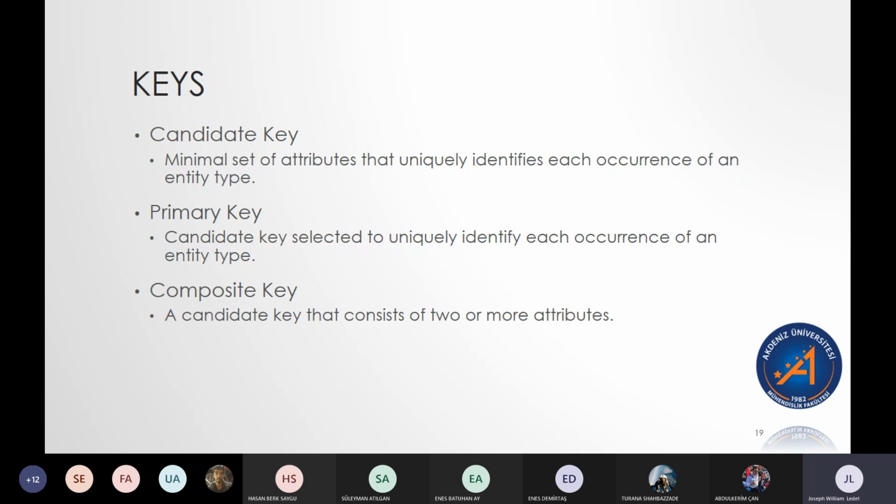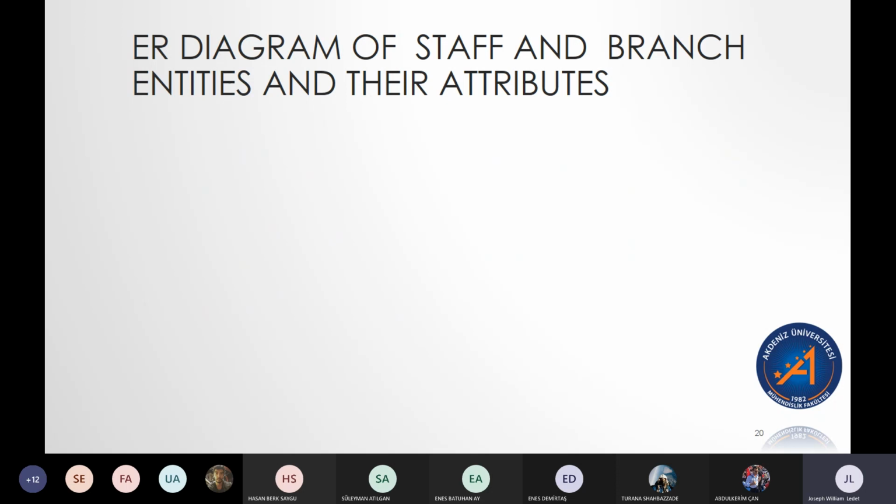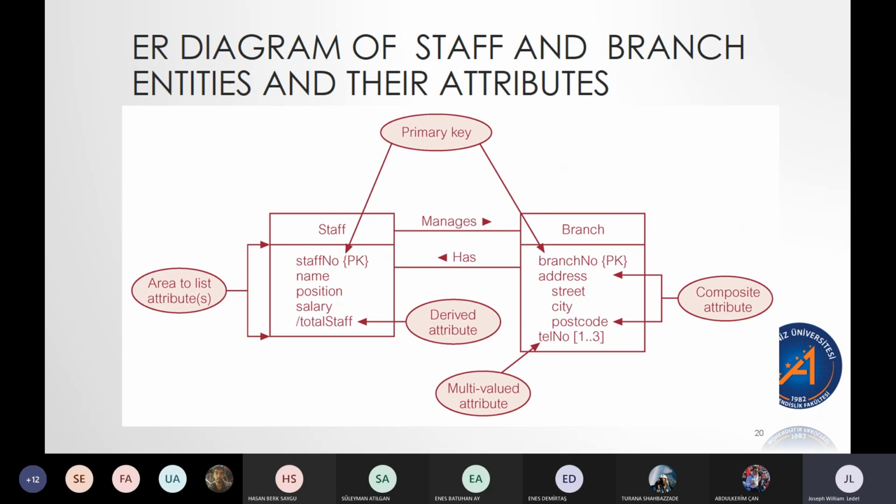So we can have two columns, right? When we get to our tables, we can have two columns that together uniquely identify a row, where neither column on its own uniquely identifies a row, but the two together do that. We'll talk about that. We'll give some examples of that. All right. So if we were to have an ER diagram that included both staff and branch, along with their attributes, it might look something like this.